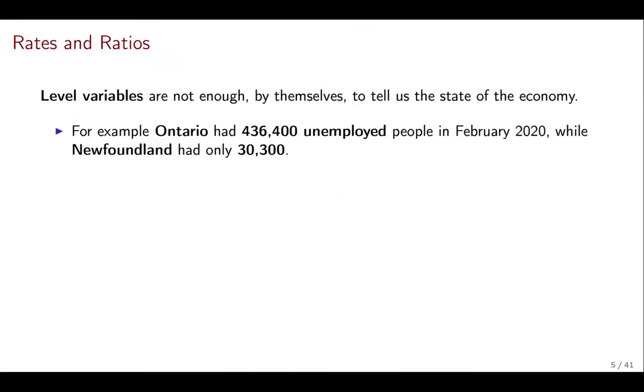Now, what are we going to do with this? Well, actually, we cannot do anything directly because these levels, the total number of people, aren't enough for us to understand what's happening in the economy. And a good example of this can be found if we compare Ontario and Newfoundland. So in Ontario, in February 2020, just before the pandemic started, there were 436,000 unemployed people. And Newfoundland only had 30,000 people, a bit over 30,000.